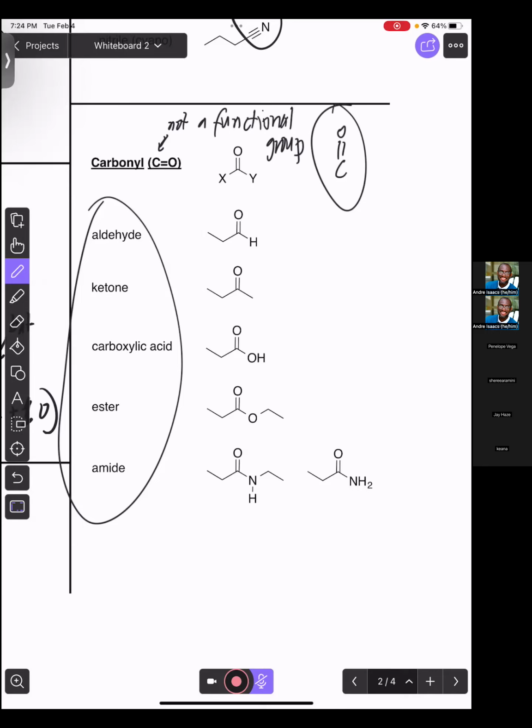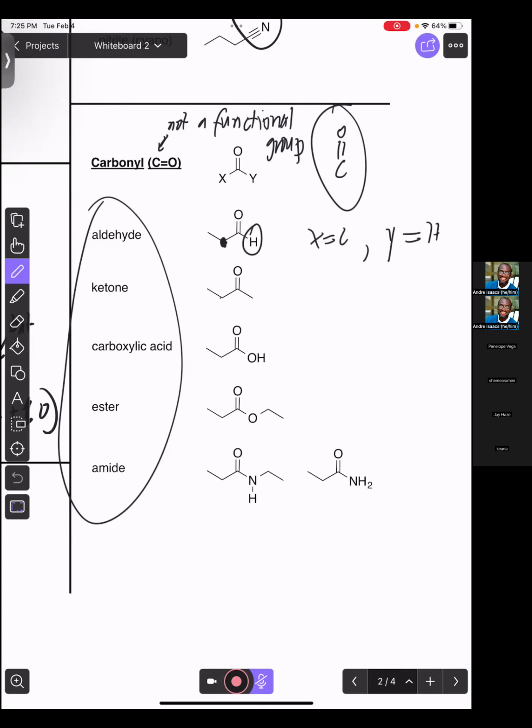Well, it really just depends on what's on either side of the C double bond O. Remember, carbon makes 4 bonds. So if it's making 2 bonds to oxygen, it must make 2 bonds to other things. Depending on what those 2 are, that gives you the functional group. For an aldehyde, if there's a carbon on one side and a hydrogen on the other side, that gives you an aldehyde. It doesn't matter what else you have. So if X equals C and Y equals H, that gives you an aldehyde.